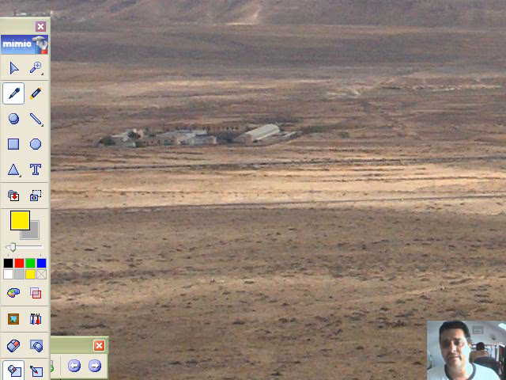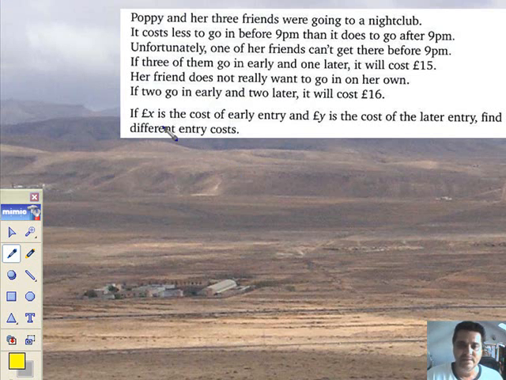Now Poppy and her 3 friends are going to a nightclub. Well, straight away I do not approve. I'll tell you why. Poppy and her 3 friends should stay at home buying some pizza and watch a video. No messing about. It's a lot safer. What's the point? If you've got to have a little drink, have some Coke.